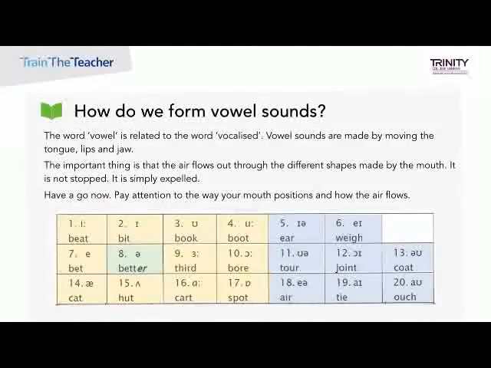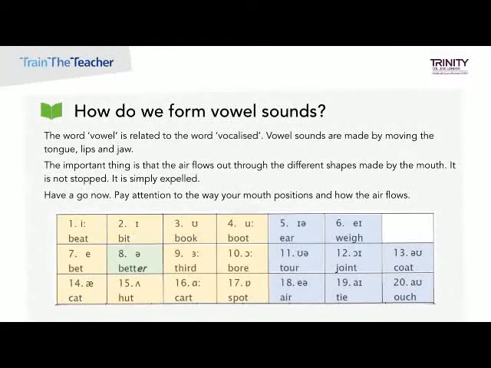So how do we form vowel sounds? The word vowel comes from Latin and it's related to the word vocalized. Vowel sounds are made by moving the tongue, lips and jaw. The important thing is that the air flows out through the different shapes made by the mouth. It isn't stopped, it's simply expelled.